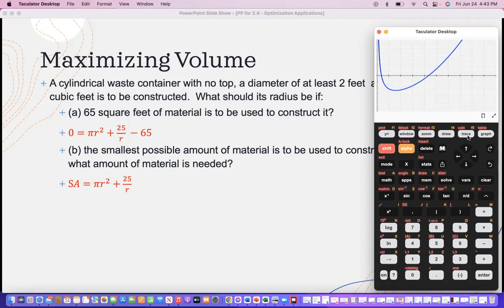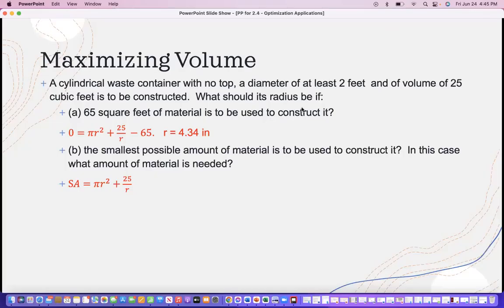So we're going to go Shift, calculate. We want to find the 0 where it's crossing the x-axis there. Left bound, we'll hit Enter. Right bound, Enter. And here we have it, 4.343. This would be the radius I want to get a surface area of 65. So that is my radius here, 4.343, or 4.34 if you rounded it to 2 decimals.